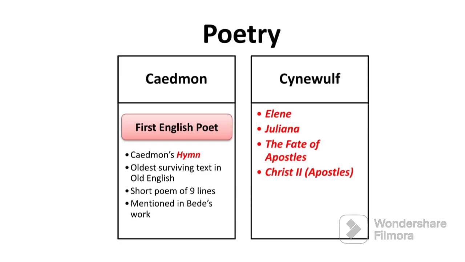The second poet was Cynewulf, and he has also written four important works. First was Elene, Juliana, The Fate of the Apostles, and Christ II. So you will see that there is a lot of religious writing happening. There is one more thing that is called Bede's Deathbed Poem, because it is said that when Bede was dying, he wrote a very short poem at his deathbed.